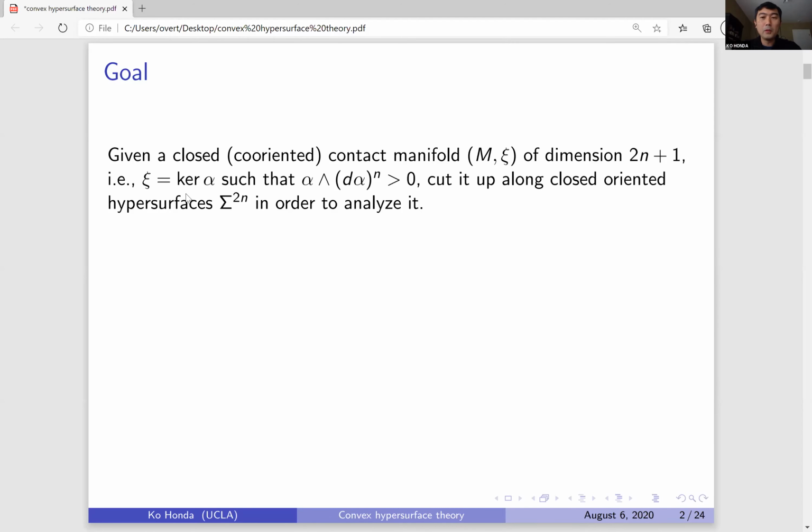And the goal is to cut it up. Basically, what you'd like to do is cut it up along closed oriented hypersurfaces in order to analyze it. So you find a hypersurface, chop it up, find another one, chop it up, and have small pieces, and then analyze each piece and put them back together. And amazingly, this kind of thing was actually not available.